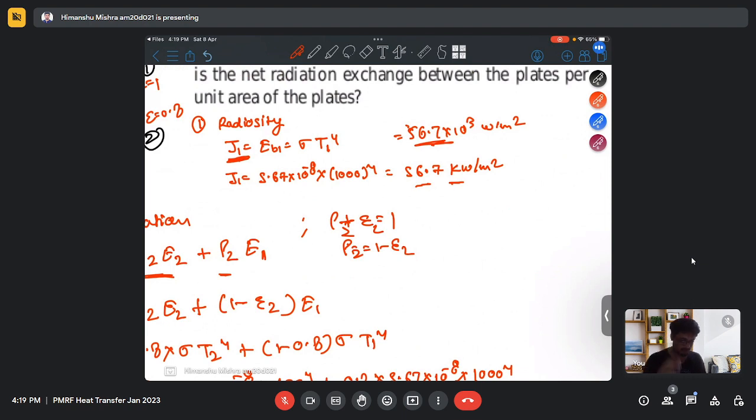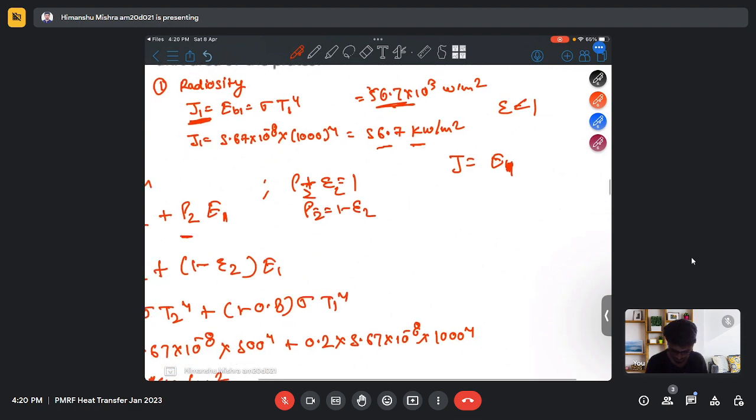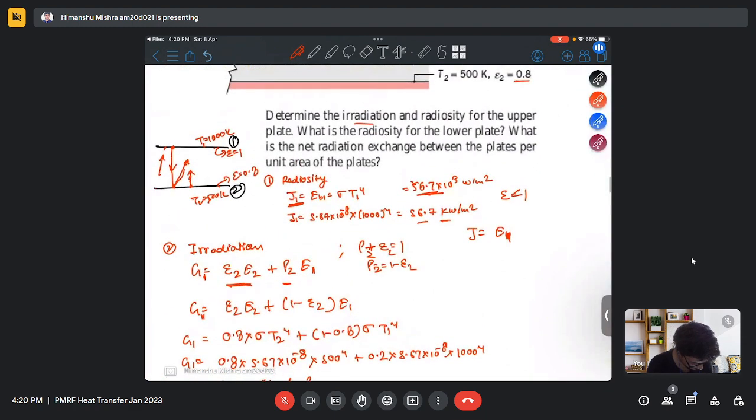So this is my incoming radiation to surface 1, and this is my outgoing radiation of surface 1. So if, let's say, my surface 1 is also not a black body, it has some emissivity which is less than 1. In that case, my radiosity will be the radiation emitted from surface 1 plus some reflection from surface 1. Because there will be some reflection if my surface 1 is not a black body. But since it's a black body, there will be no reflection from surface 1, only reflection from surface 2. Then we need to find the radiosity for the lower plate.